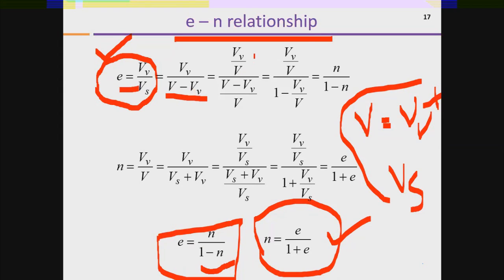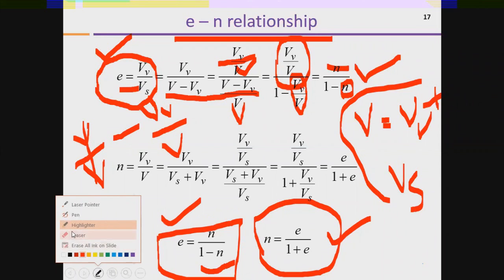Now I will do another thing. I will divide the numerator of the equation by capital V and the denominator of the equation by capital V. Now you know that Vv divided by total V is what? That is n. And if you further modify this equation, then the denominator will be equal to capital V divided by capital V minus Vv divided by capital V. This will be cancelled, so this will be equal to 1 minus Vv divided by capital V. Now Vv divided by capital V is what? That is your porosity. So this is how you can derive the expression for void ratio of soil in terms of porosity. e is equal to n over 1 minus n.